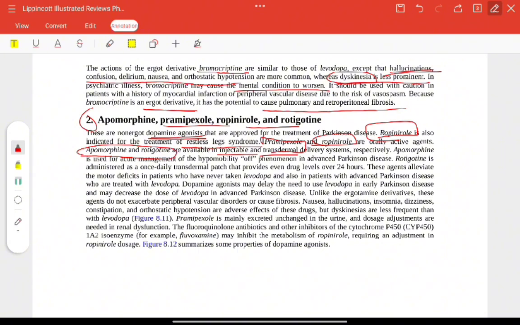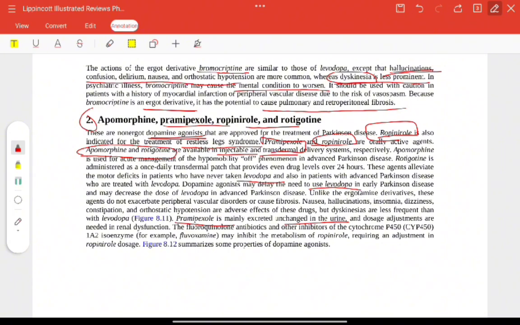Now, apomorphine is used for acute management of hypomobility phenomena in advanced disease. Rotigotine is a once-daily transdermal patch, and in patients who have never taken levodopa, they will improve the motor deficit. Dopamine agonists can delay the need to use levodopa in early disease. Pramipexole is mainly excreted in urine.